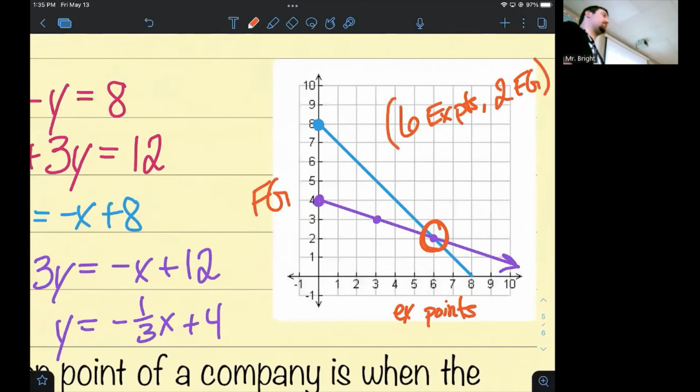That will give me 12 points. 6 extra points is 6 points. 2 field goals is also 6 points. That gives me 12. That's the only way I can score 12 points, by making 8 kicks. You could say, well, what if you just kicked 4 field goals? Wouldn't that be 12 points? It would, but then you only make 4 kicks. And so there's only one spot where both these lines intersect, and everything in this story problem is true.